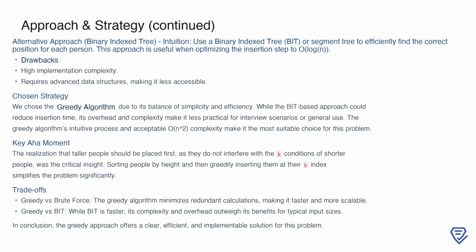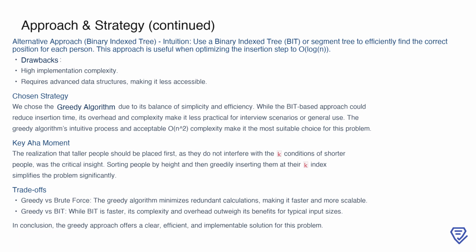An alternative strategy involves using a binary index tree, or BIT, to optimize the insertion step. The idea here is to use advanced data structures like BIT or segment trees to efficiently find the correct position for each person, reducing the insertion time to O(log n). While this approach offers a theoretical advantage, its practical drawbacks include high implementation complexity and the need for specialized knowledge, making it less accessible for many developers.